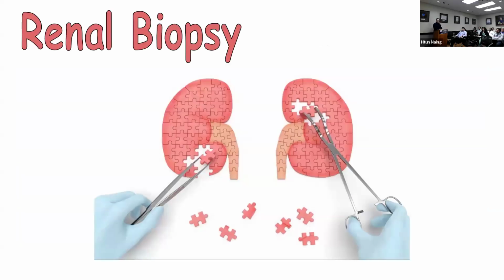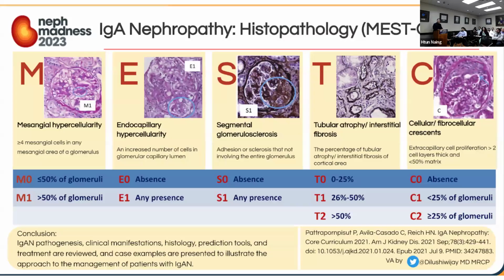So the renal biopsy plays a major role in the treatment and diagnosis of IgA. What are we going to see on renal biopsy? In light microscopy, you're going to see mesangial hypercellularity, endocapillary hypercellularity, segmental glomerulosclerosis, tubular atrophy, and crescents. Based on the degree of the findings, you can rate as M0, M1, E0, E1, S0, S1, T0, 1, 2, and C0, C1, 2.